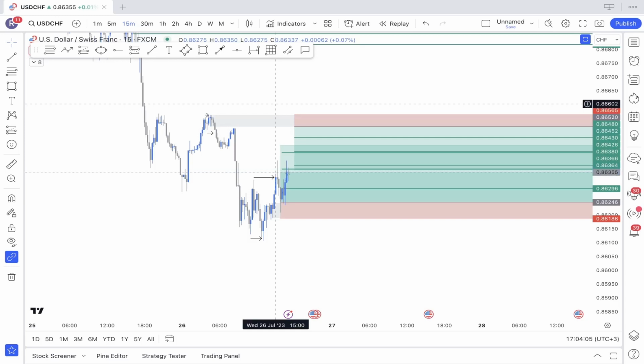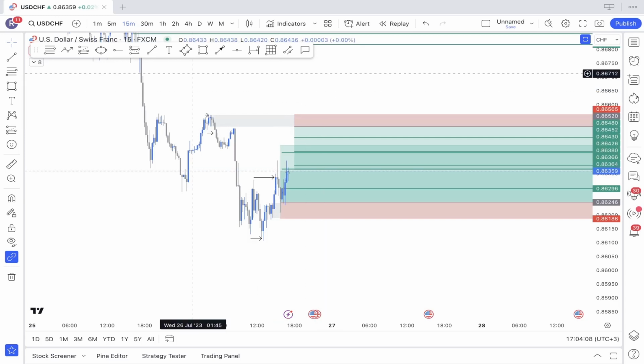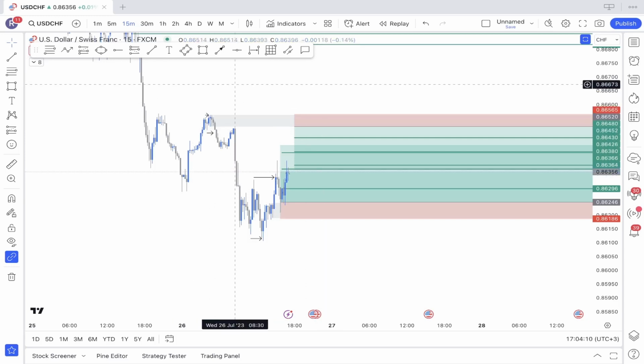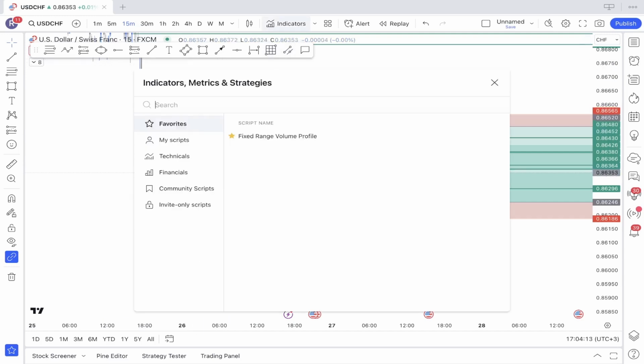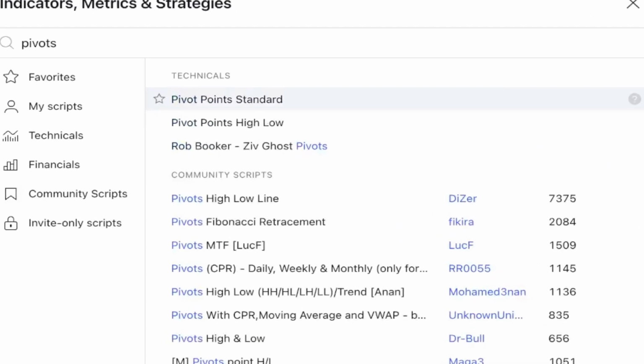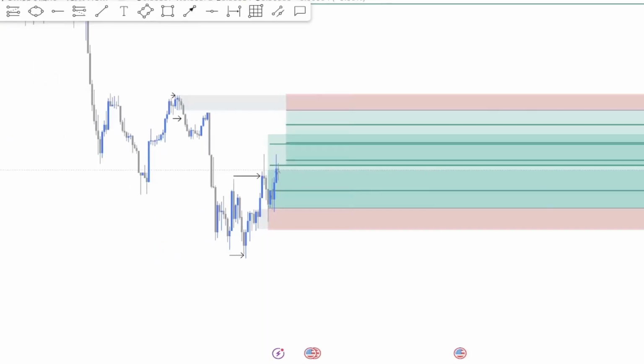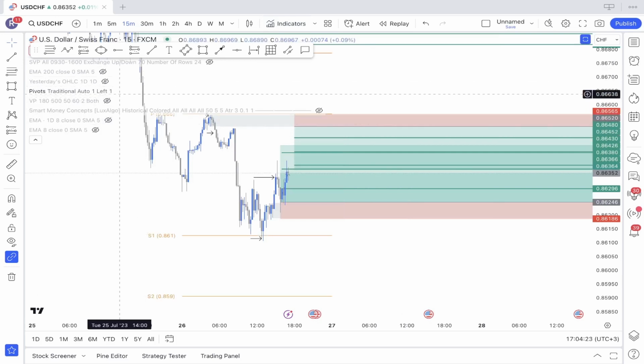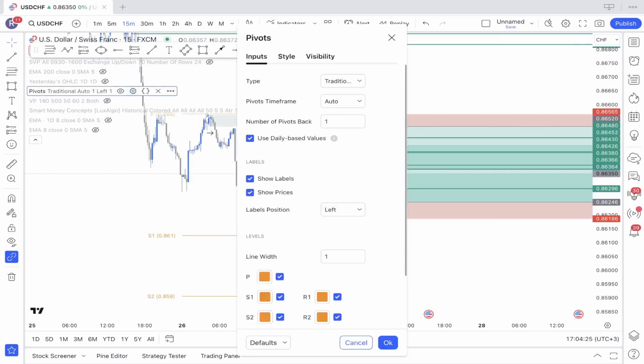So the third indicator and the last one is the pivot indicator, the pivots, okay? To enable this one, you would search for pivots, okay? And it's this one, pivot points standard. All right, now it will look something like this. Let's quickly go to settings and inputs. You should have the type set to traditional, pivots time frame to auto, and number of pivots back 1. Okay, so traditional, auto, and 1. Style is default, visibility default. After that, you just click OK.